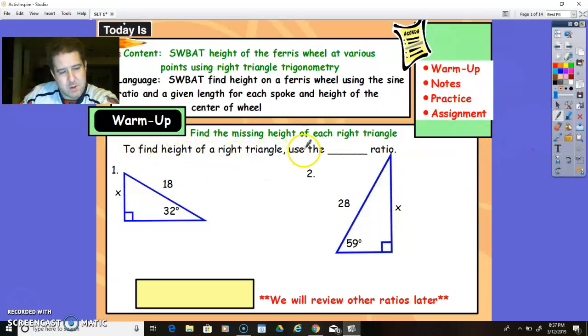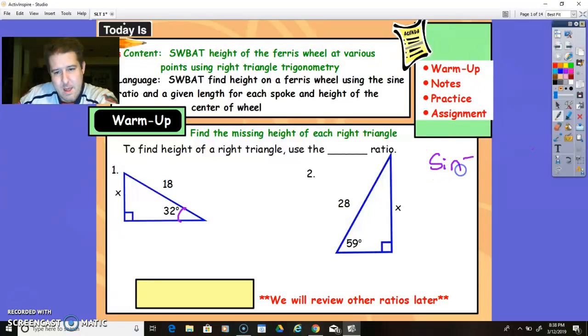To find the height of a right triangle, so this is a right triangle, we know the Pythagorean theorem should work, which means a squared plus b squared equals c squared. But in this case, we don't have two of the sides, so we only have this angle and this one side. Now, the three trig functions you should have learned in the past are sine, cosine, and tangent.